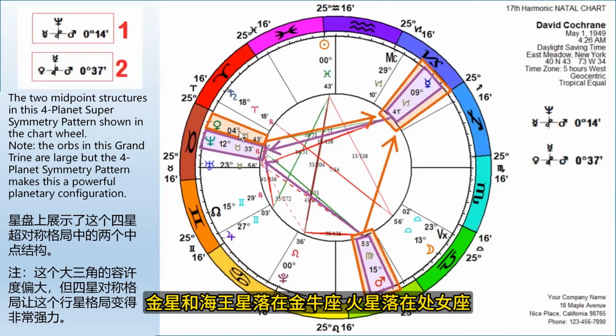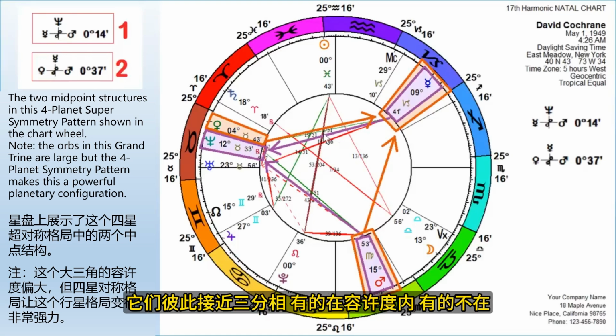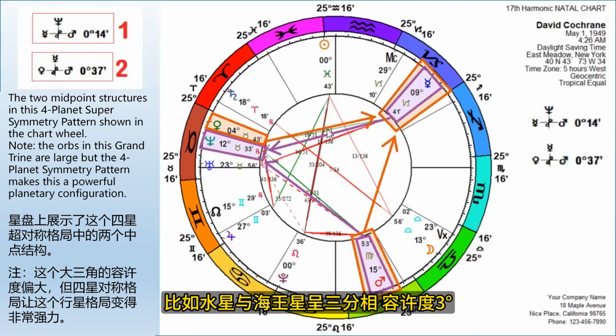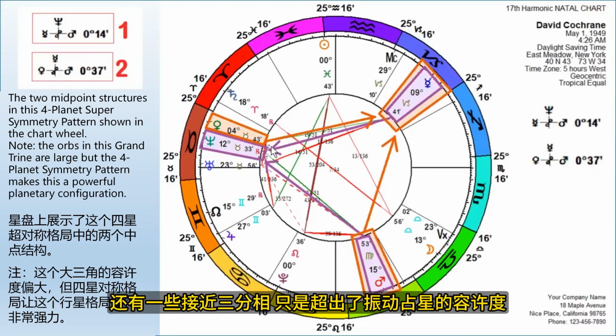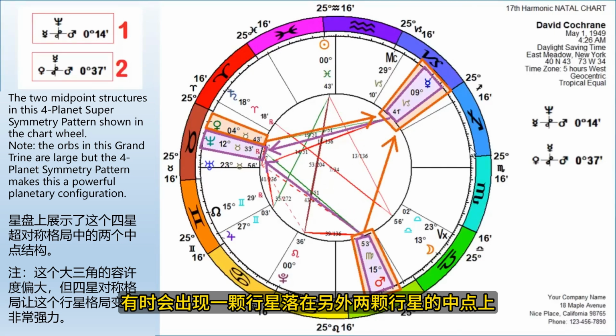Mercury's in Capricorn, Venus and Neptune are in Taurus, Mars is in Virgo. These are the 4 planets: Mercury, Venus, Mars, Neptune. They're all in Earth signs, and they're all kind of trine to each other. Some are within orb of being trine, some not. Mercury is trine Neptune, for example, with a 3-degree orb. And some are almost trines, out of orb using the orbs we use in VA. What happens is if you have 4 or more planets that are close to being trine to each other, sometimes one planet is at the midpoint of 2 others, and that's exactly what we have now.